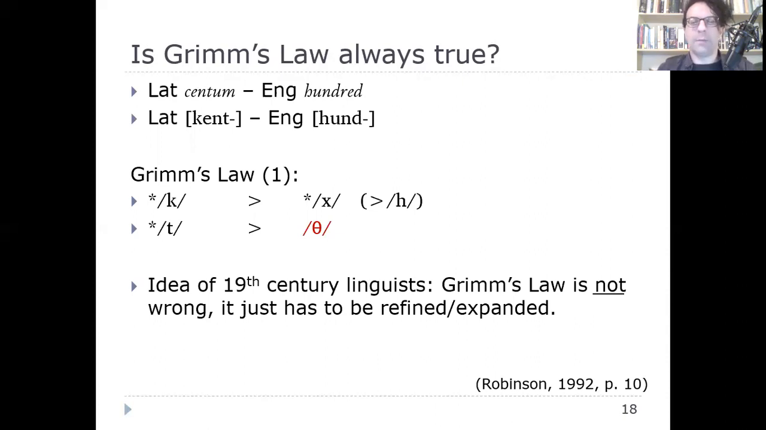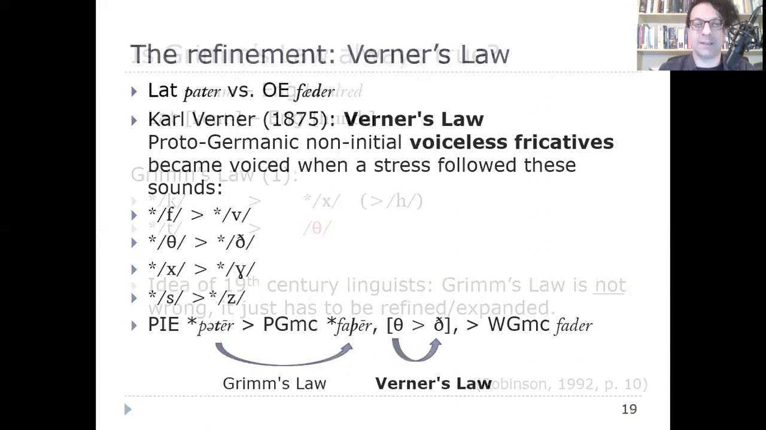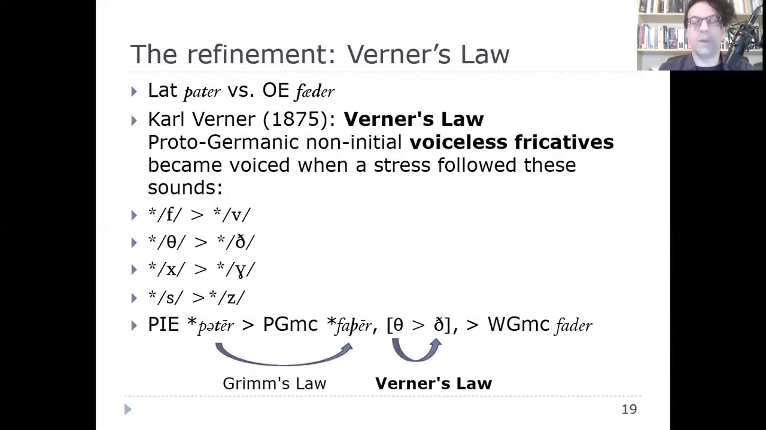Okay, other linguists a little bit later in the 19th century solved these problems, saying that, well, Grimm's law isn't wrong. It just had to be refined and expanded a little bit. And one very important figure here was Karl Werner, who actually formulated another law on top of Grimm's law. This one is called Werner's law. So this acts as a sort of refinement to Grimm's law.